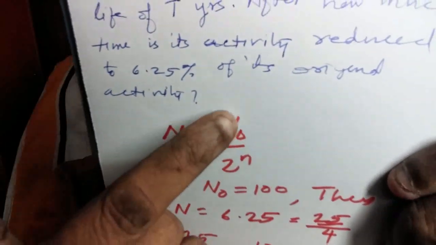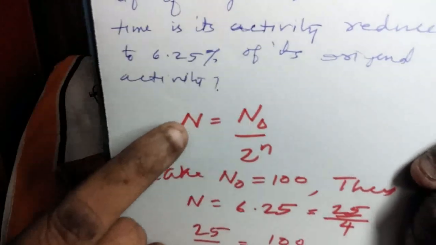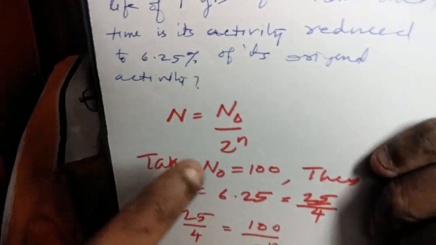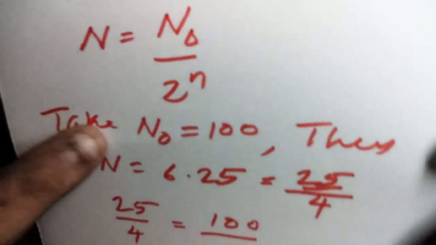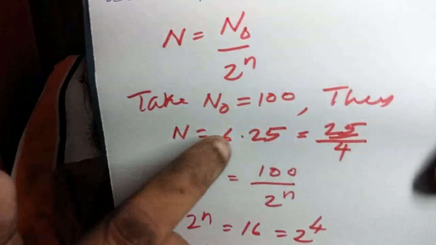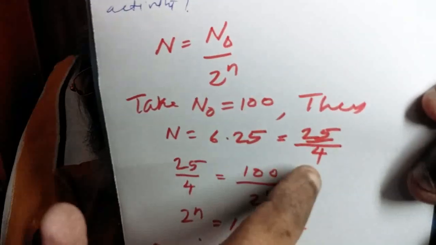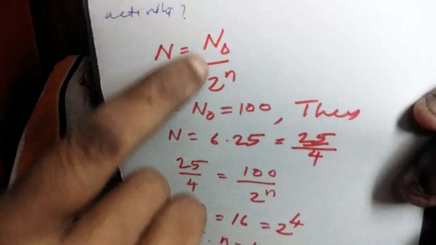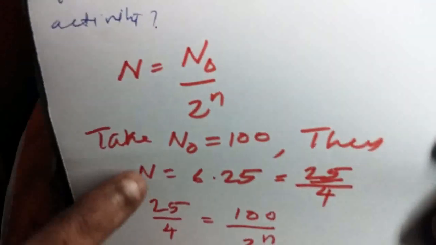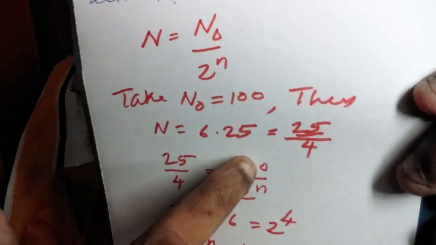We have N equals N0 by 2 raised to n, where N is the number of radioactive atoms remaining after n half-lives. So here you take N0 as 100. 6.25% is remaining, that means take N as 6.25. 6.25 is nothing but 25 by 4. Just substitute the values: 25 by 4 in the place of N, and in the place of N0, 100 by 2 raised to n.